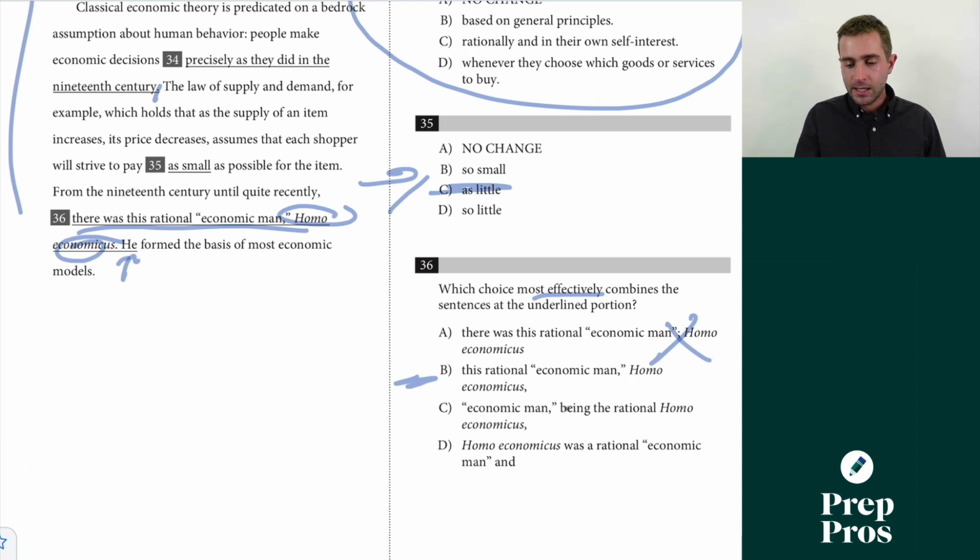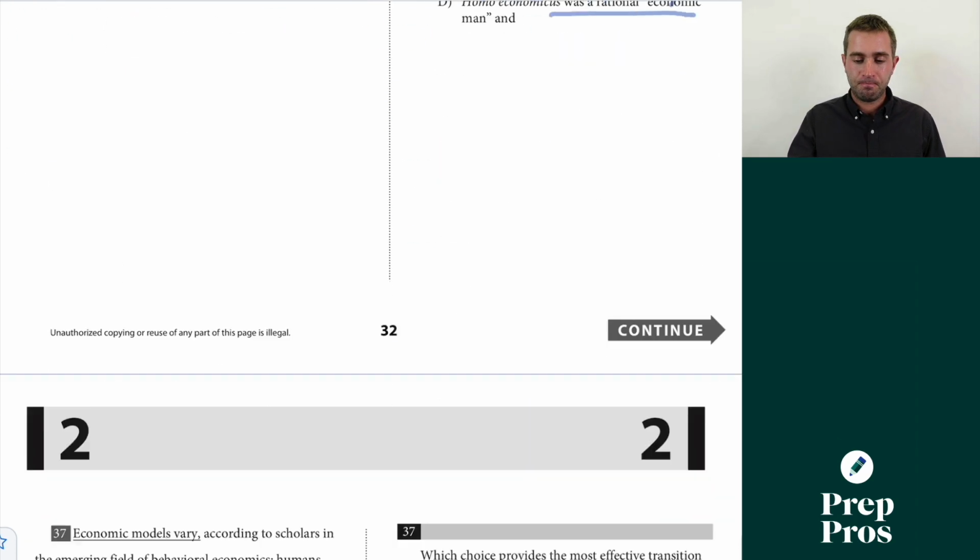Economic man being the, if you ever see like being the, this just isn't good phrasing, so we can eliminate that. Homo economicus was a rational economic man and formed the basis of most economic models here. Now, be here a little bit more concise, and we're also making this part extra information the same way we originally did. This is making this part rational economic. This is basically kind of like extra information for this. So we're taking that away. Those are really kind of our two reasons we can see that B is correct here.